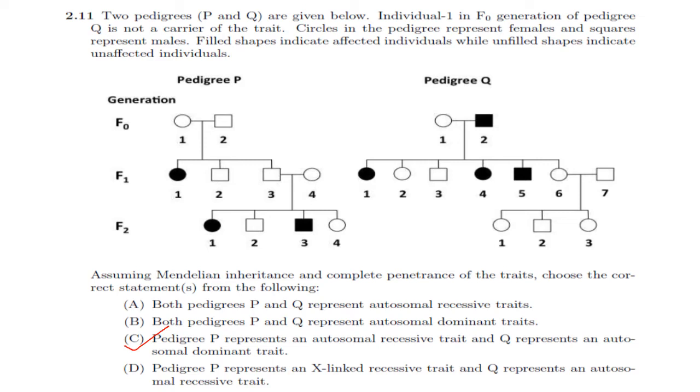So the question 211. Two pedigrees P and Q are given below. Individual 1 in F0 generation of the pedigree Q is not a carrier of the trait. Circles in the pedigree represent females and squares represent males. Filled shapes indicate affected individuals while unfilled shapes indicate unaffected individuals.